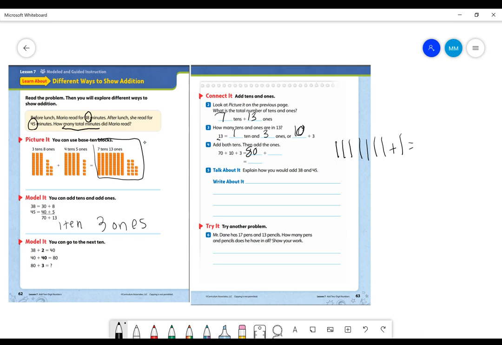So remember, when I'm adding 3 parts, I can't forget my third part. So we had 80 plus 3. So 80 plus 3 makes 83.